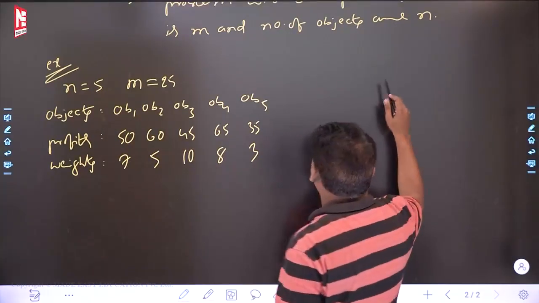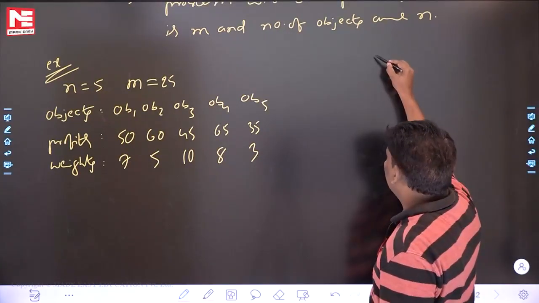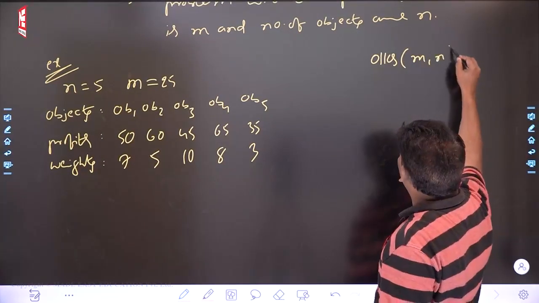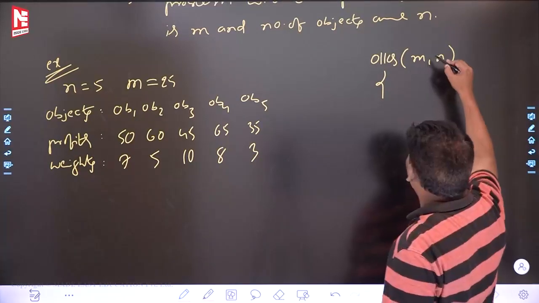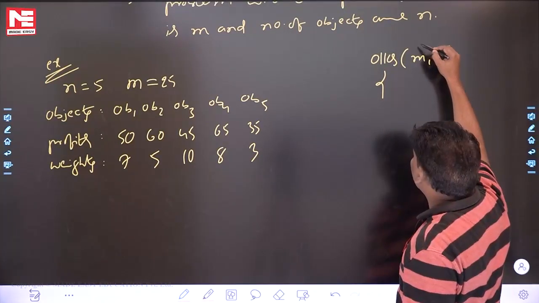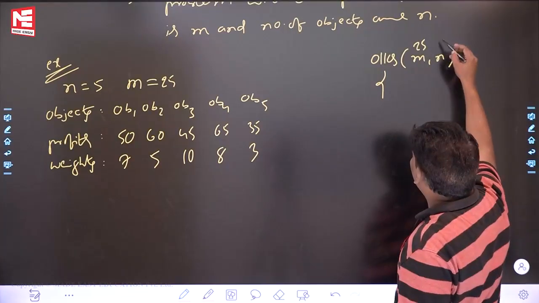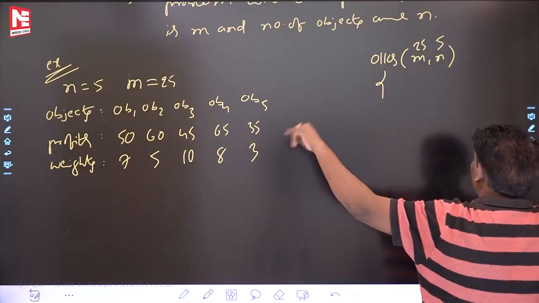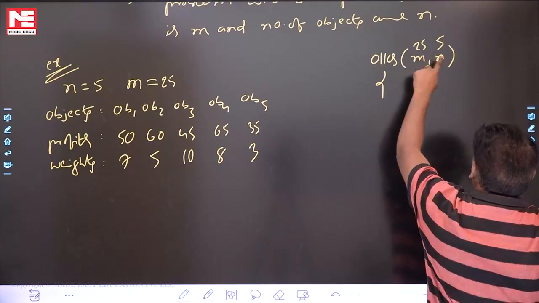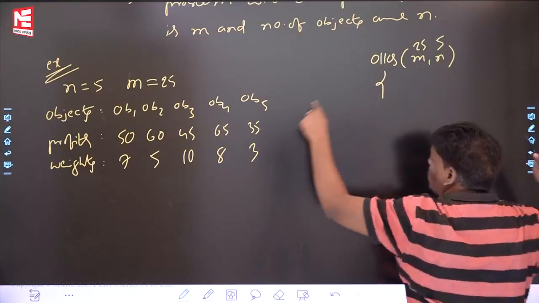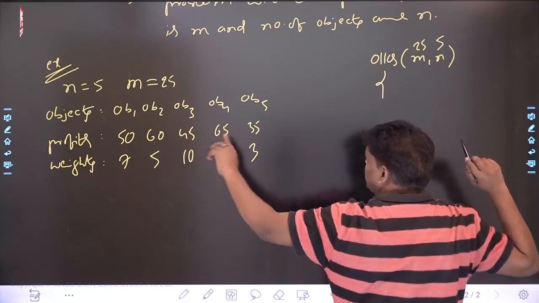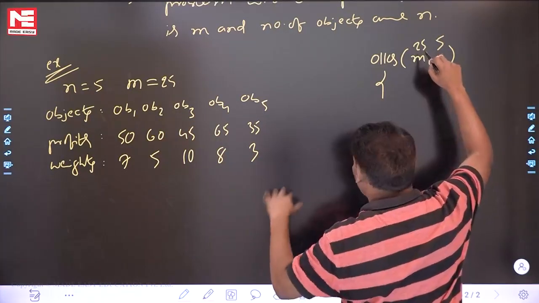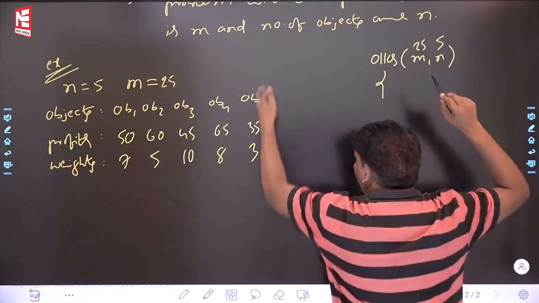Can you help me now? What is the meaning of this line? Carefully listen. 0/1 knapsack of m comma n. What is m for this problem? For this problem m is 25. What is the number of objects? 5. The meaning of this one is, what is the maximum profit you will get in the 0/1 knapsack problem, where the capacity is 25 and the number of objects is 5, and you are at the 5th object. If you want, you can start from that side also. The capacity of the knapsack is 25, the number of objects is 5, you are at the 5th object.